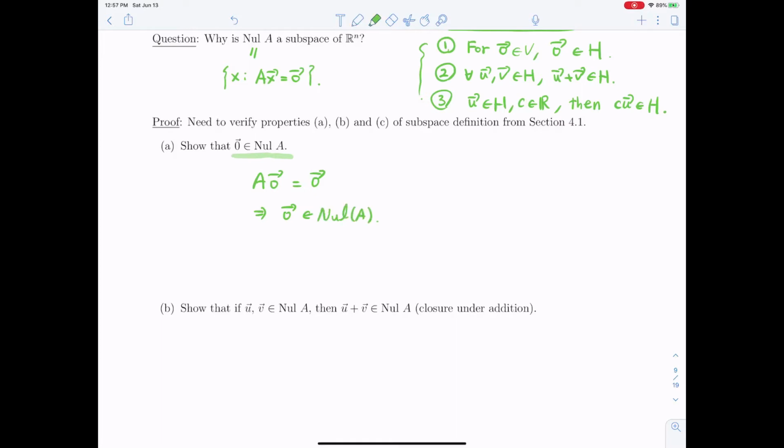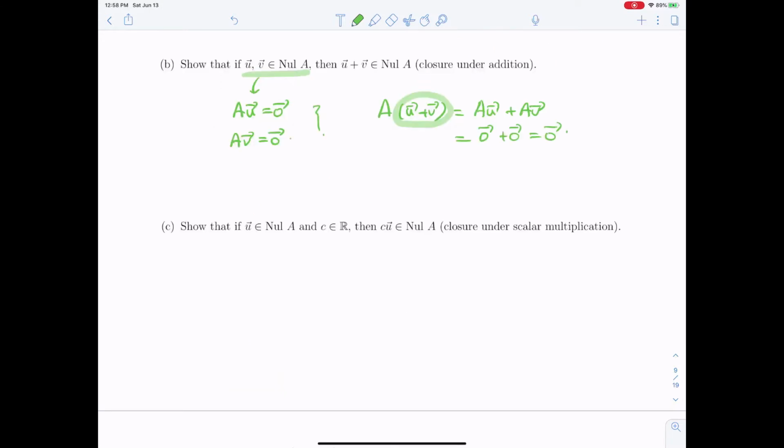For part B, if you take any two elements u and v from the null space of A, then u and v are solutions to the homogeneous equation. From here, we can tell that A times u plus v equals Au plus Av, which gives you 0 plus 0, which equals 0. In other words, u plus v is again a solution for the homogeneous equation.